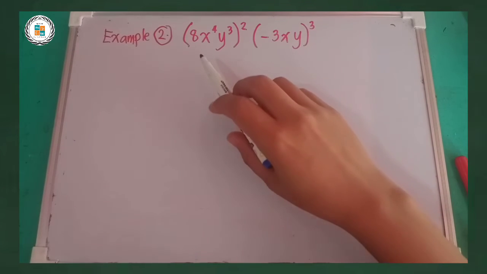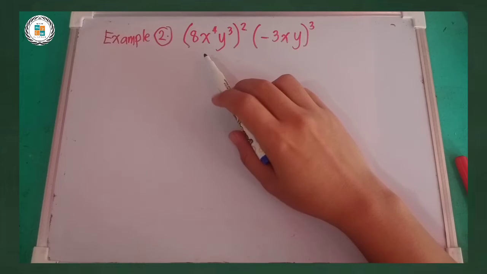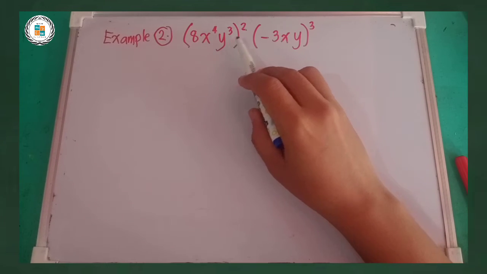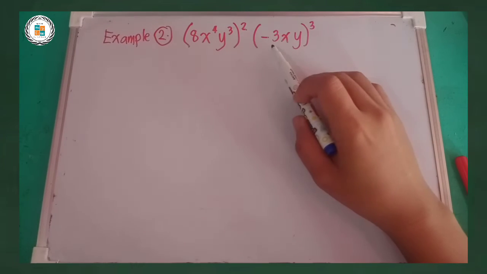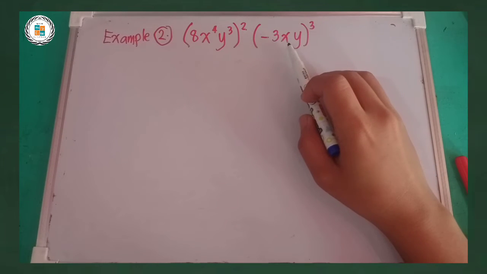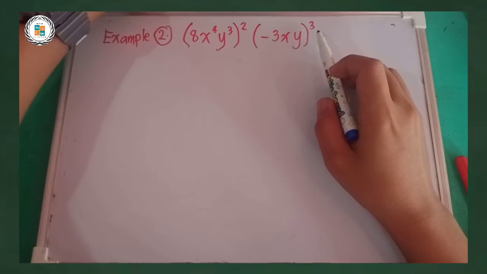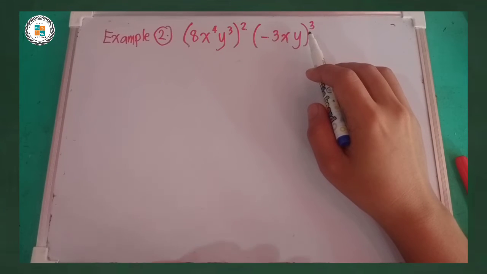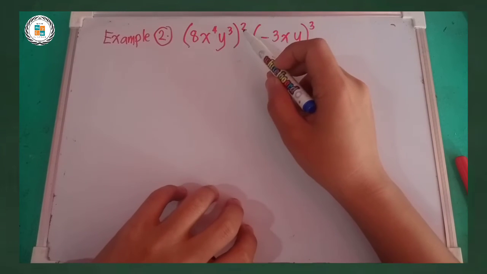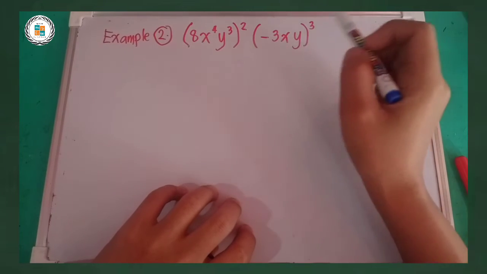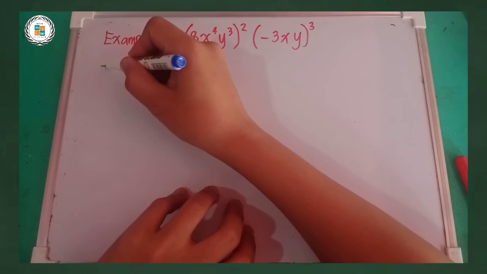So we have here the given expression, 8x to the power of 4, y to the power of 3 raised to the power of 2 times negative 3x y raised to the power of 3. So again, same sa ato ang first nga example, we can apply the power of a product. So kaning exponent nga nasa gawas ato ang i-multiply sa kada exponent nga naa sa sulod. So here's the solution.